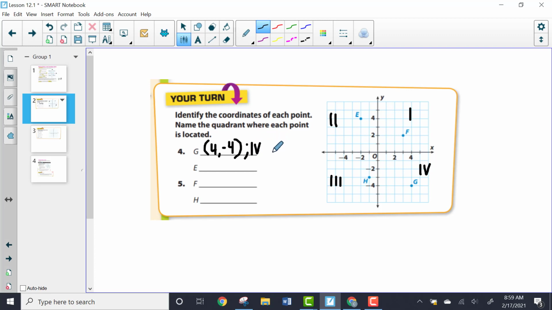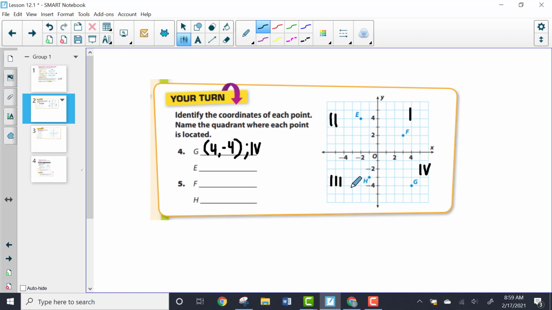And remember, we're not just writing the number 4, we got to write that in Roman numerals just like that. All right, so we could say that any number that has a positive x-coordinate and a negative y-coordinate is going to be in quadrant 4.